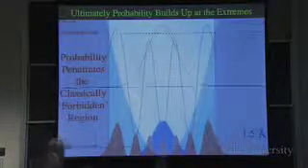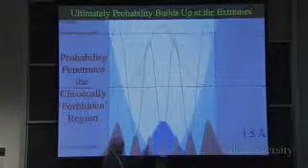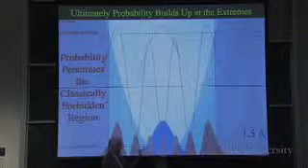And in the case of the blue one, here was the point where the kinetic energy was 0. And all this out here is probability in a region of negative kinetic energy.